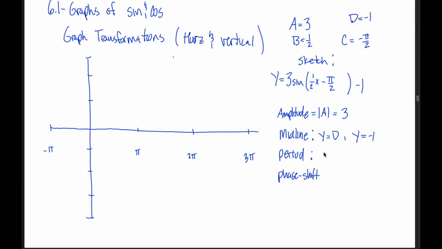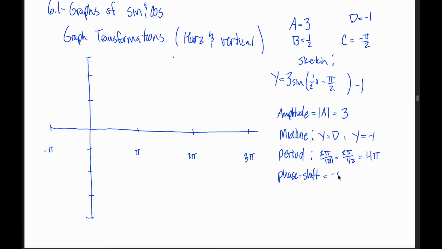The period is always going to be 2 pi divided by the absolute value of b. And if you leave off the absolute value, that's not a big deal because I'm always going to give you positive values of b. So in this case, it would be 2 pi divided by 1/2. And as we saw in the previous video, when you divide these two numbers, you get 4 pi.